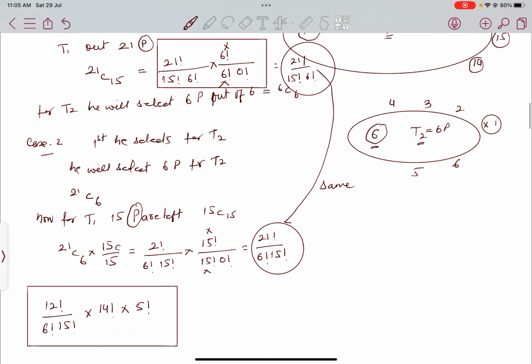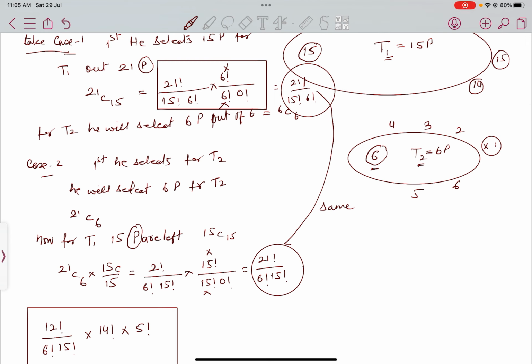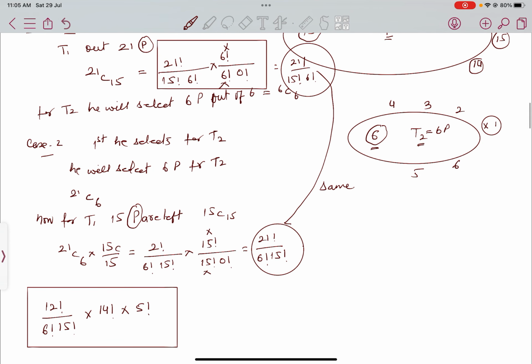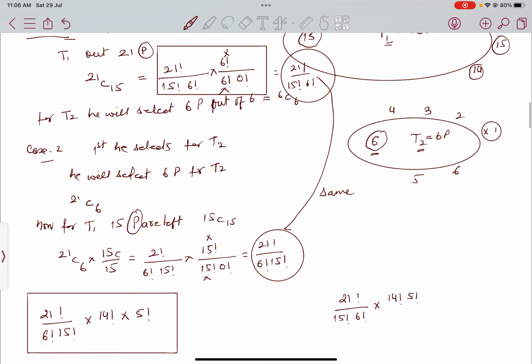If there are 15 persons for the sitting arrangement on one round table and 6 persons on the other round table, it will be equal to 21 factorial divided by 15 factorial, 6 factorial, and the remaining 14 factorial and 5 factorial. Clearly I am writing 12 factorial here, not 12, it is 21.